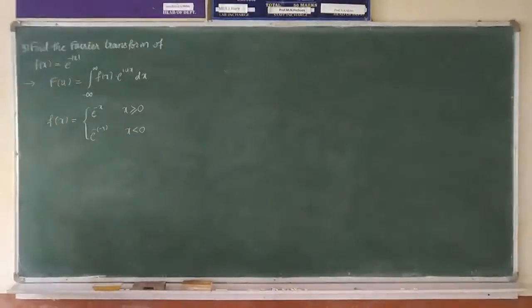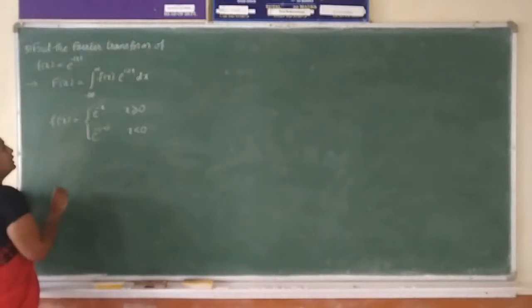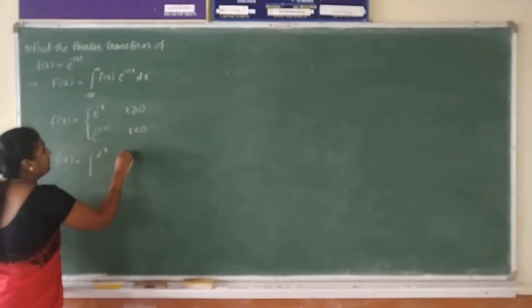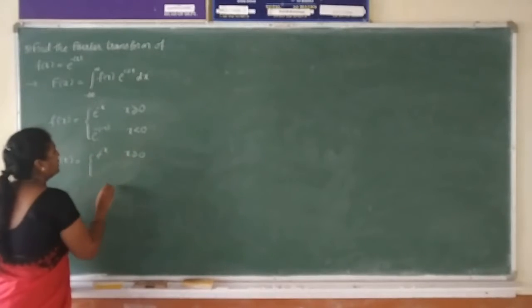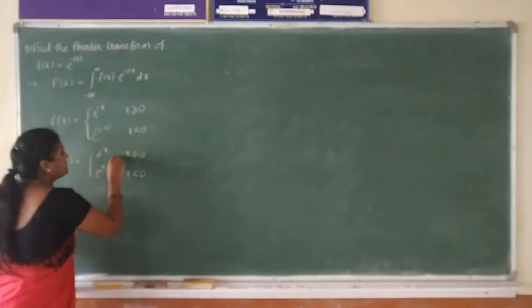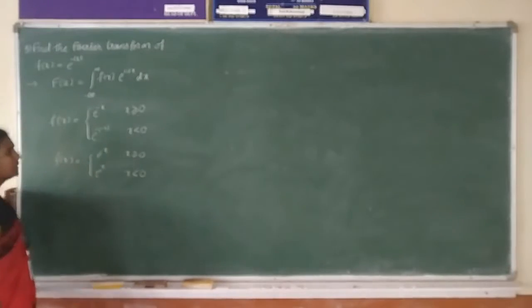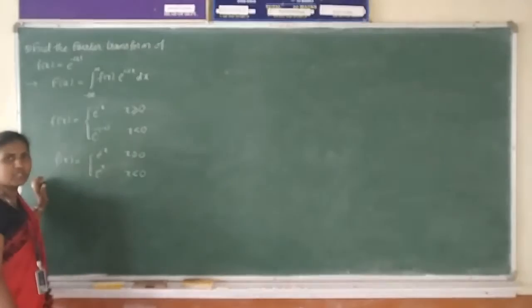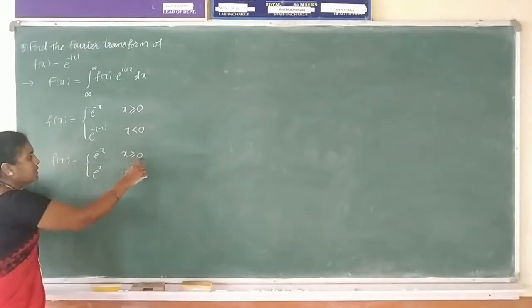When x is less than 0, we have minus mod. Or this we can write as e to the power minus x when x is greater than or equal to 0, and e to the power x when x is less than 0. Now substituting. Now you can see that they have not mentioned any interval. Here 0 is there.